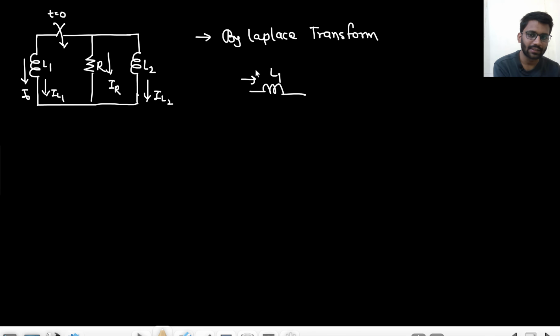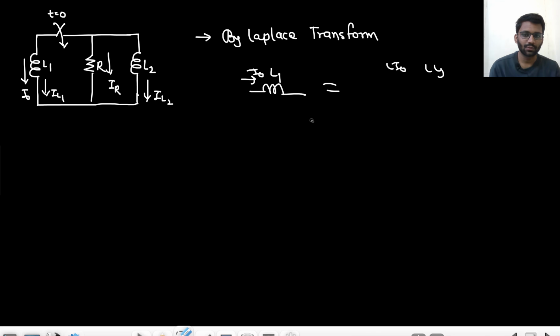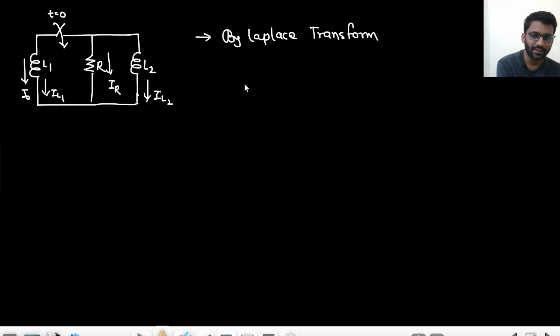There are two ways. If the inductor has this I naught current, I can replace it with a battery of minus L I naught in series with LS, or I can make a current source I naught by S with an inductor in parallel. I have explained both of the ways. So basically I will make a current source and an inductor in parallel.